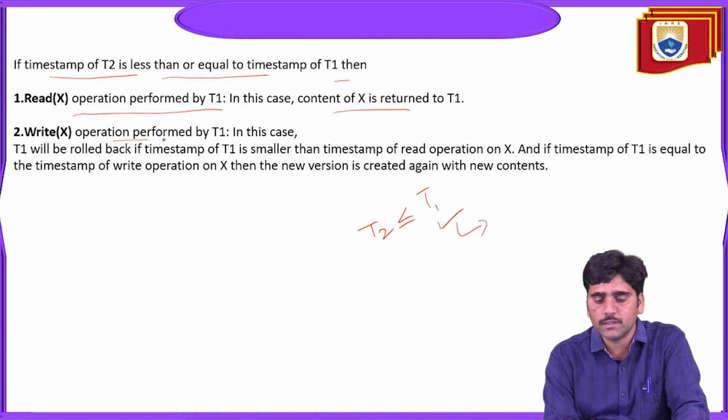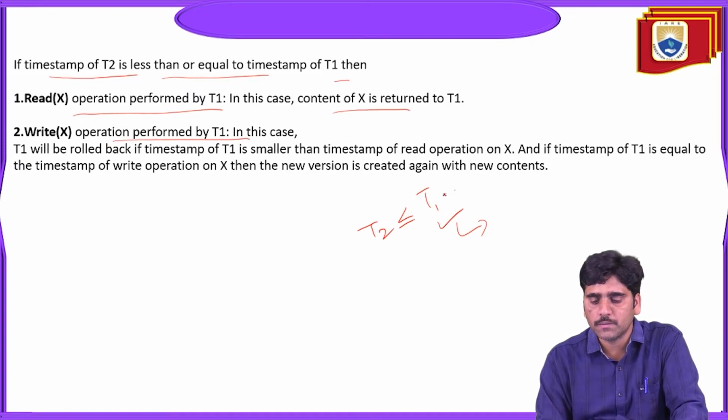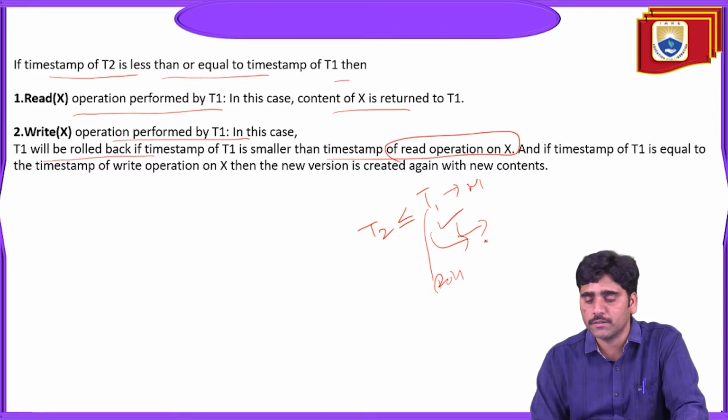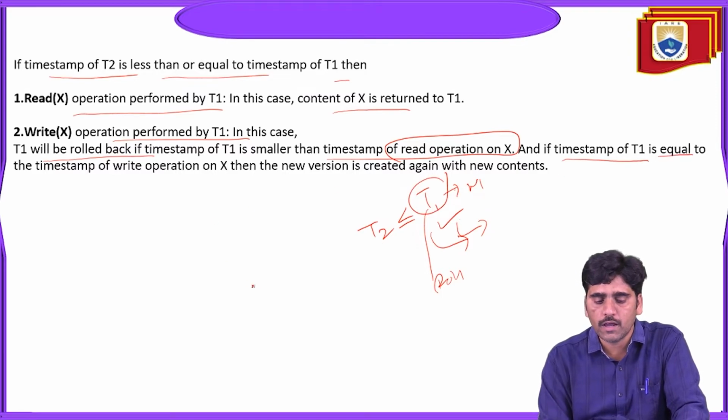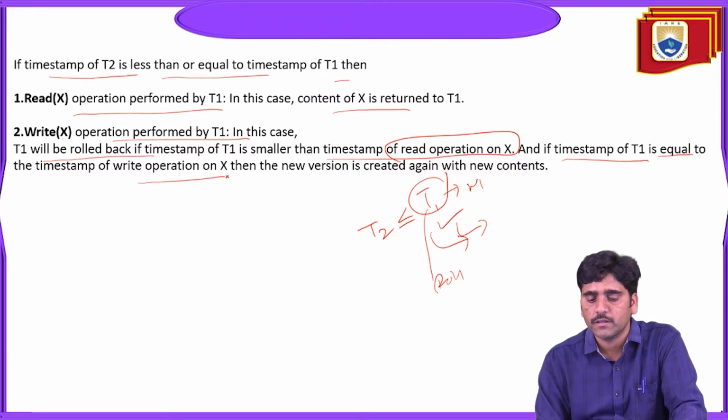And when a write operation is performed by T1, in this case T1 will be rolled back if the timestamp of T1 is smaller than the timestamp of the read operation on X. And if the timestamp of T1 is equal to the timestamp of the write operation, then a new version is created again with new contents.